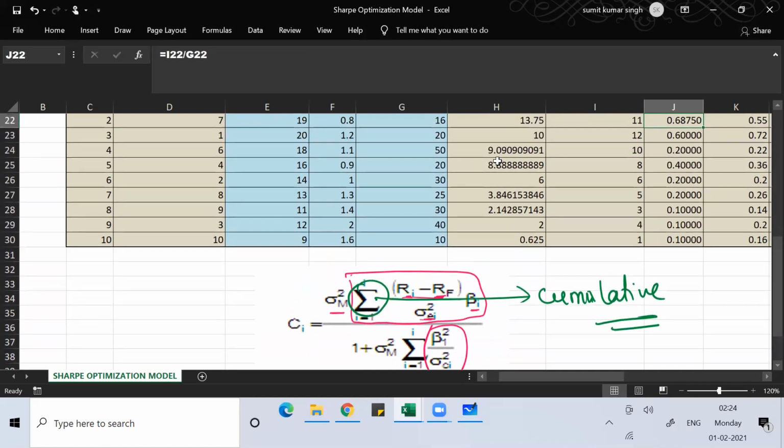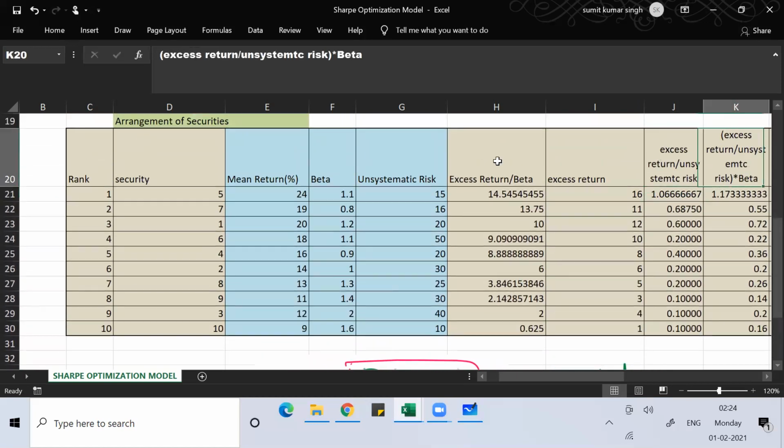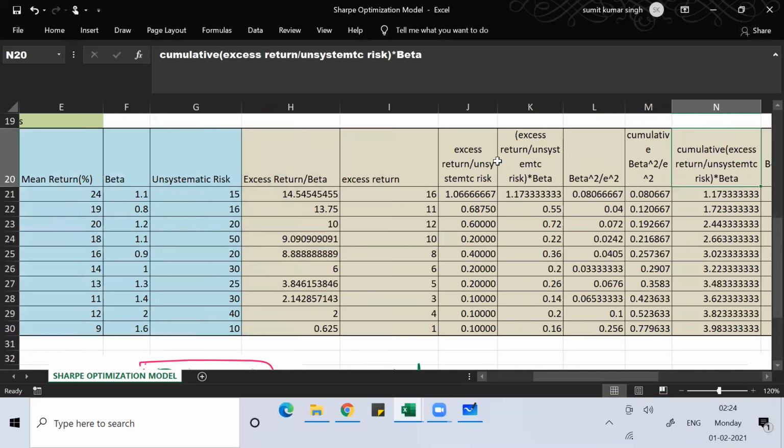So you can see the excess return into beta divided by unsystematic risk. That we need to find. Then we find the cumulative of this value, and then we multiply it with the variance of the market. This is what we have to do here.